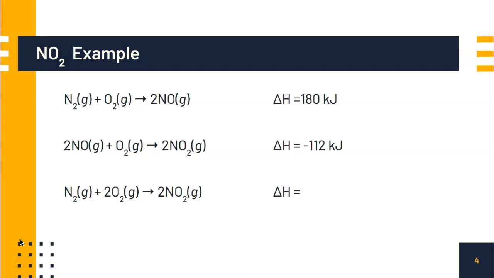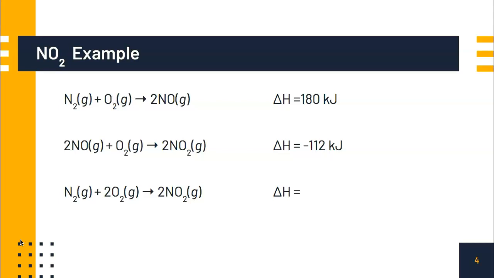So, our first example is going to be the formation of nitrogen dioxide. This is a reaction that actually naturally occurs when there is lightning. Diatomic nitrogen reacts with diatomic oxygen in the atmosphere to form nitrogen monoxide. And then because there's an excess of oxygen in the air, that nitrogen monoxide will react with diatomic oxygen to form nitrogen dioxide.